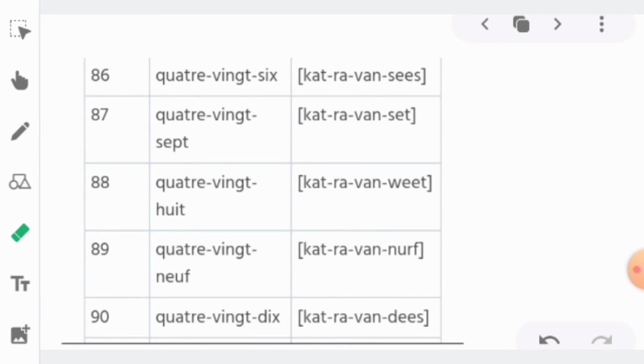Next for 87 it will be 80 7. QUATREVINGT for 80 and for 7 it is SEPT. Okay, so 87 is 80 SEPT. Next for 88 it will be 80 HUIT, QUATREVINGT for 80 and HUIT for 8. So 80 plus 8 is 88, so 80 HUIT. Next for 89 it will be 89.